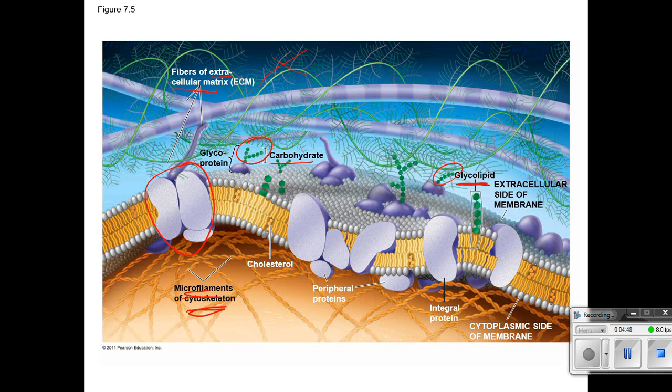There are integral proteins, which span the entire membrane. Then there are peripheral proteins which lay on the outer edges. I talked about that a little bit before. And then there's cholesterol, which we'll talk about its purpose a little bit later. But there's cholesterol also embedded in that membrane.